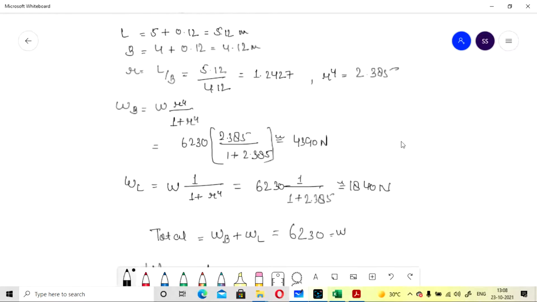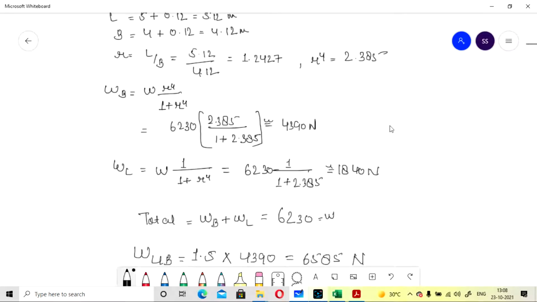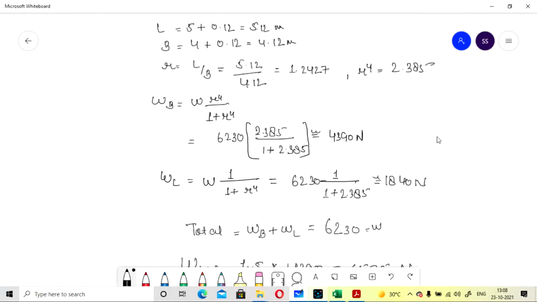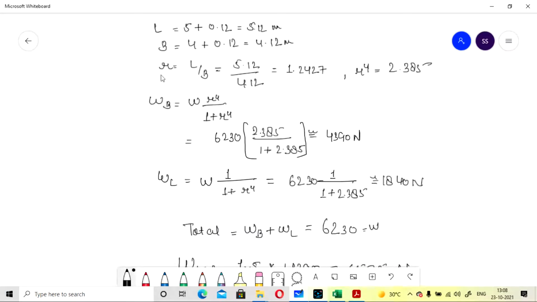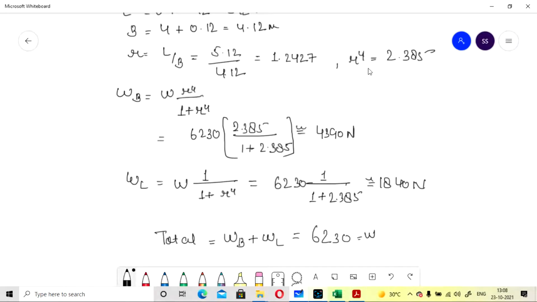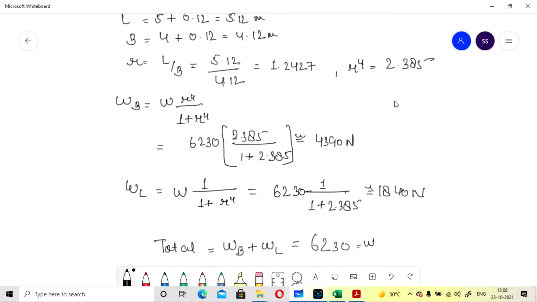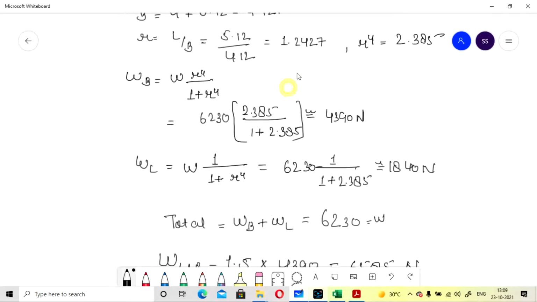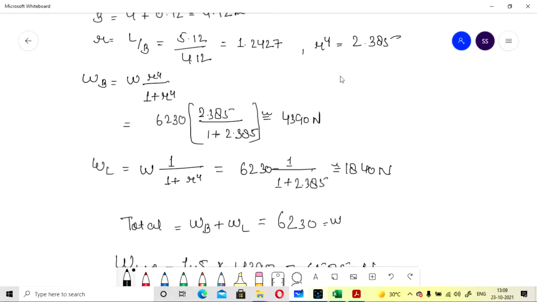Okay, so now we are going to see how it is calculated by the Kirchhoff-Rankine method. Our L by B is taken as equal to R, so our ratio will come as 1.2427. So R raised to the power 4 will be calculated as 2.385. Now our WB for the shorter direction, we will calculate W into R4 upon 1 plus R4. Our W is calculated as 6230, that is load. This is the load that we have calculated here.